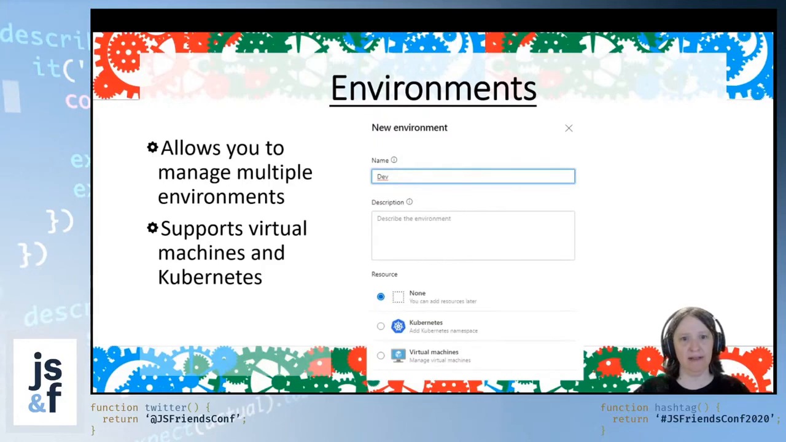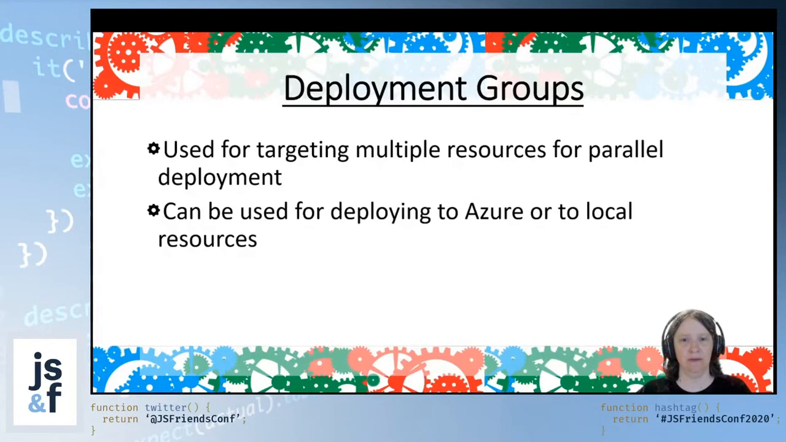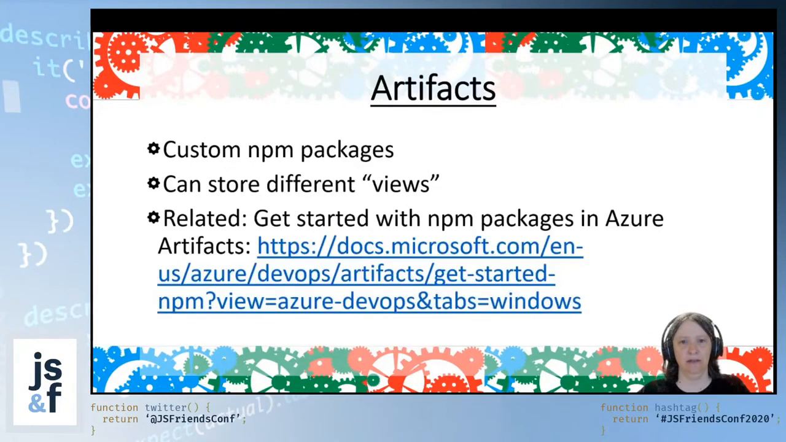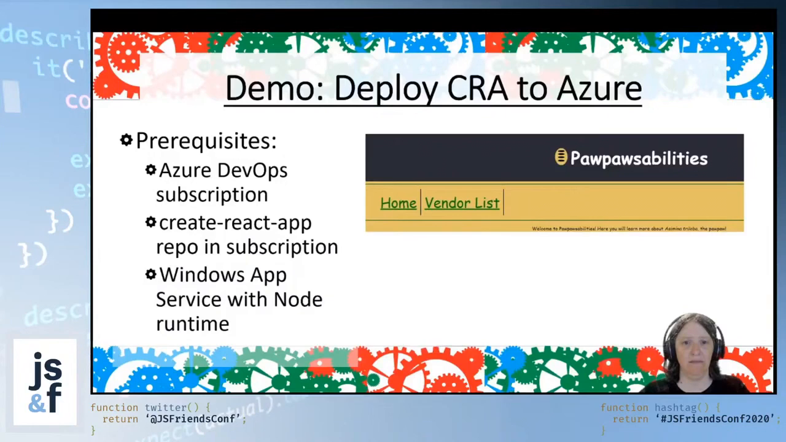Again, environments allows you to manage various environments, including virtual machines and Kubernetes, and additional resources as well. Deployment groups are used for parallel deployments. Test plans, again, needs the enterprise licensing to work. Artifacts, this is for if you have custom NPM packages. The time to show that takes a bit longer than what we have allotted, so I've included a link for you on how you can handle that.